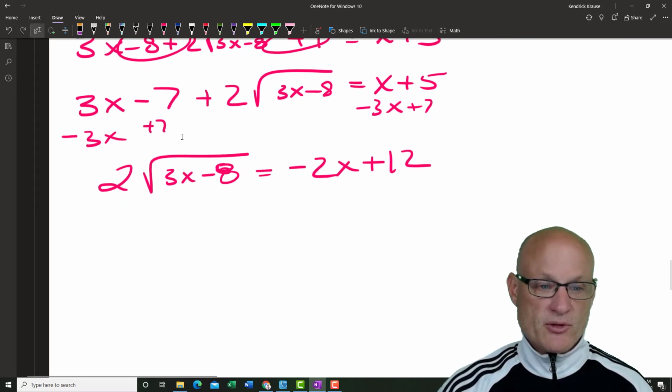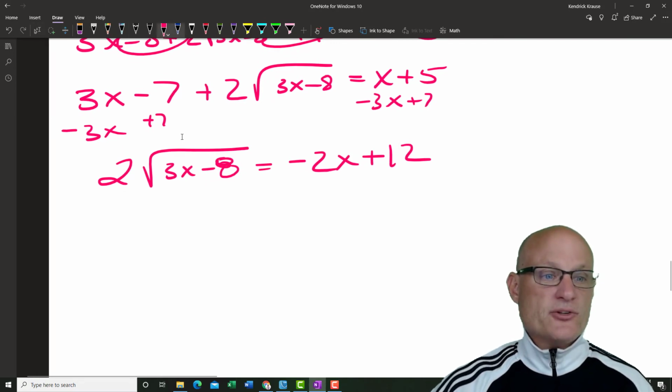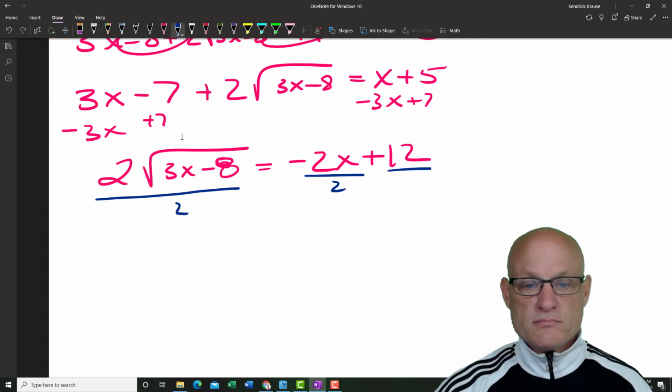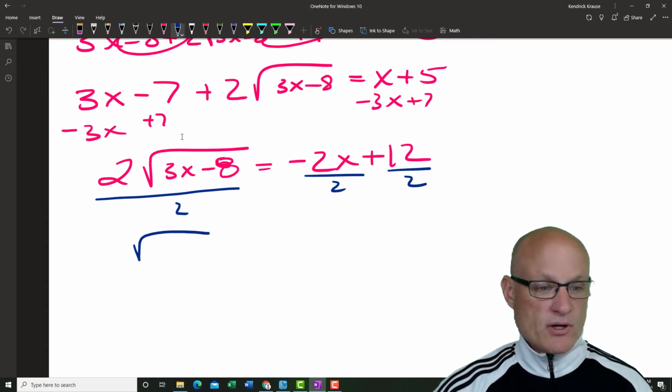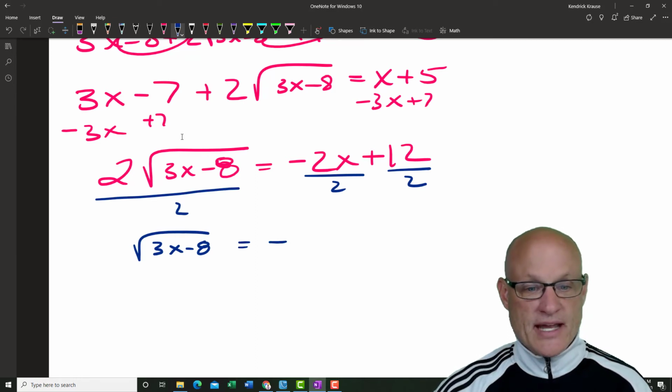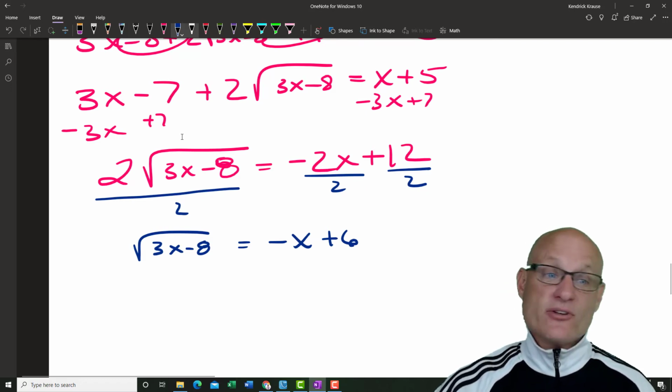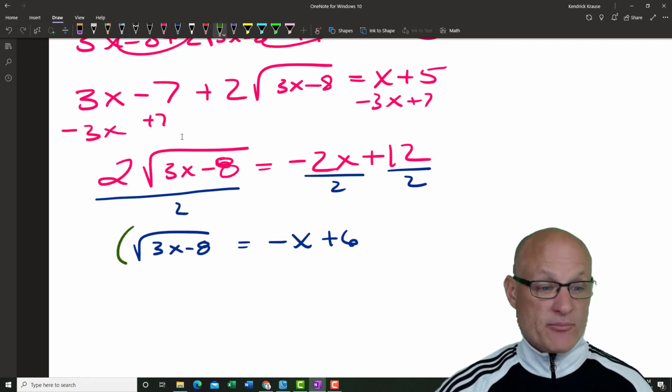All right, that turns out to be okay. Going to divide by 2. And I get the square root of 3x minus 8 equals negative x plus 6. All right, now we've got the isolated radical. So now we go to town again. We do the same thing, square both sides.